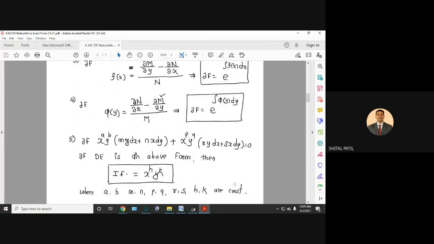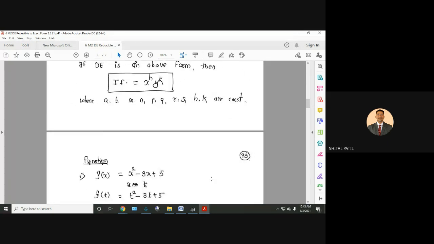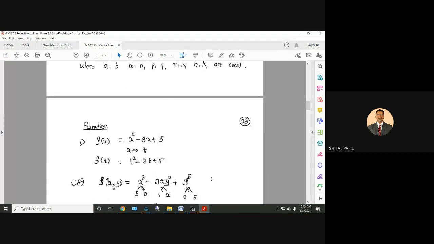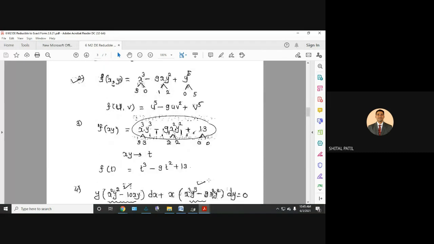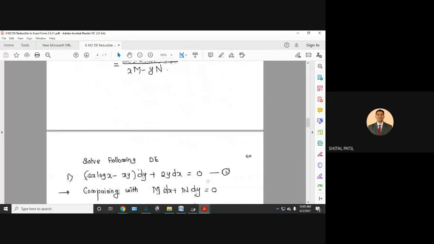Last rule is x raised to a, y raised to b. The differential equation is in this form: x^a y^b (my dx + nx dy) + x^p y^q (ry dx + sx dy) = 0. Then the integrating factor is x^h y^k. Okay, then we understood what a function of xy is. Hope it is clear to you.